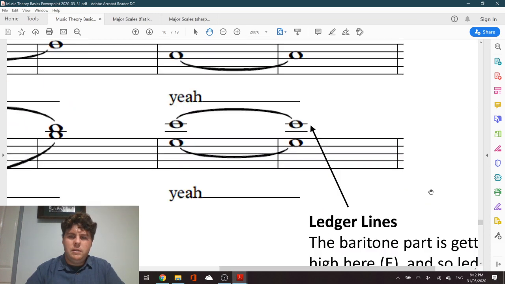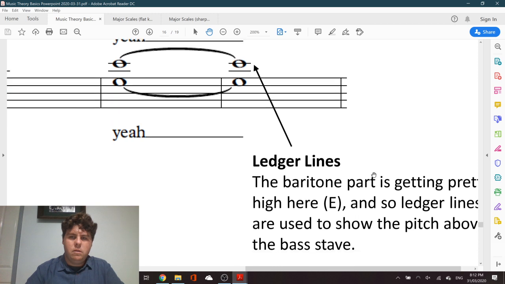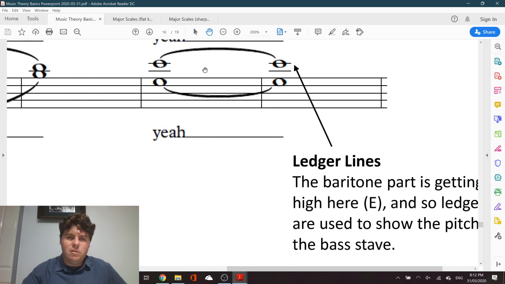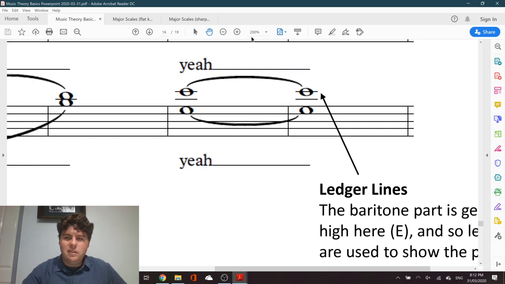Over here we see some ledger lines in action. The baritone part is getting pretty high here, and so ledger lines are used to show the pitch above the bass stave. So that's a high E for the baritones. I know Troy doesn't like that note very much, so take it up with Troy.